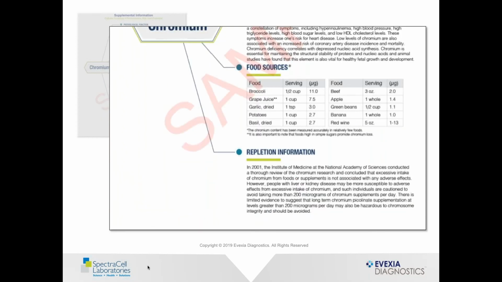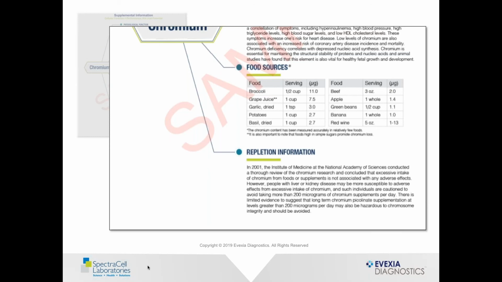Also, on the bottom part of that page, this is still chromium, it's going to give you some food sources, so you can use this and tell your patient, look, here are some foods that you can eat that are high, in this case in chromium, to help out. It gives you repletion information. In this case, it's saying that you want to avoid taking more than 200 micrograms of chromium per day, so you might want to do a little bit less than that. You definitely want to incorporate some foods. Hopefully there's good absorption in the gastrointestinal tract as well.